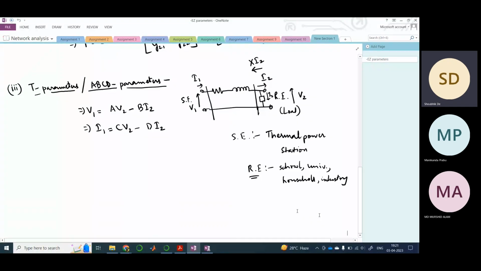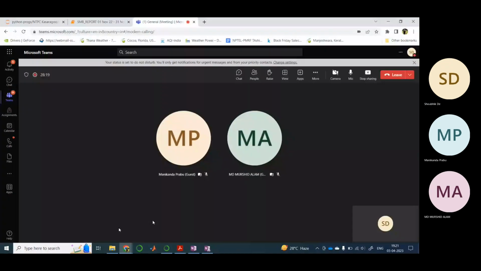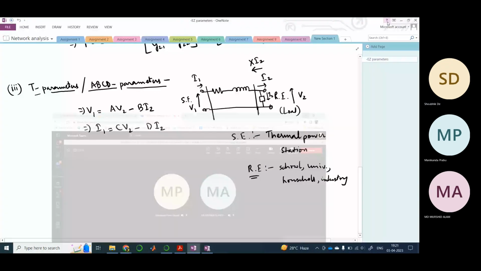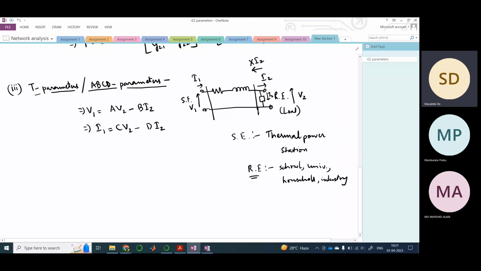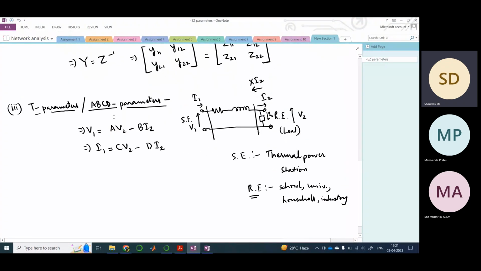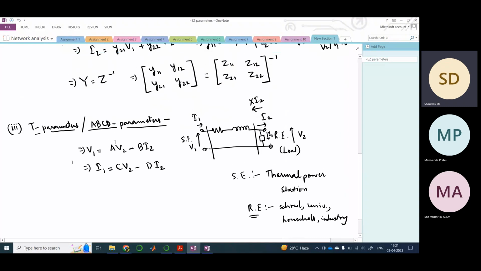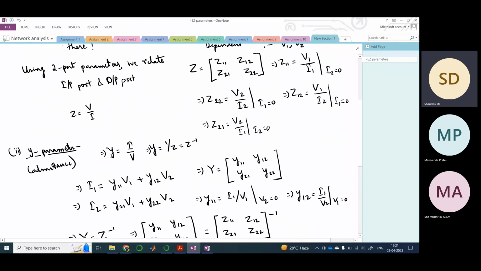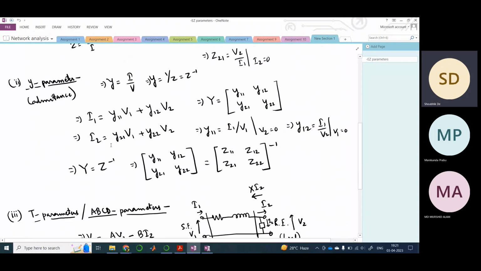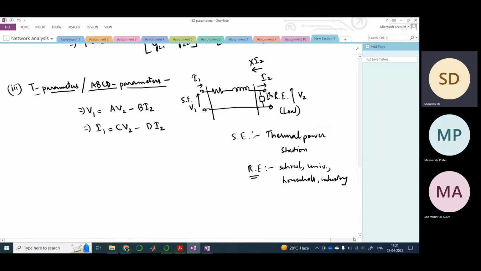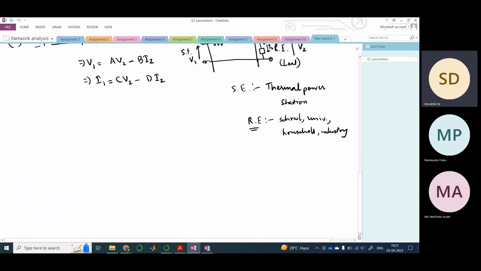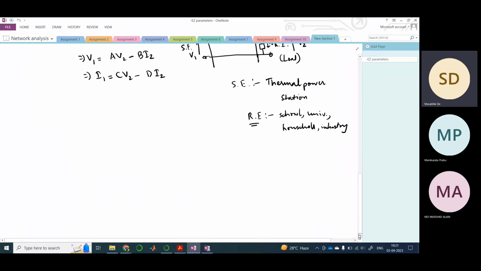I'll just stop here before we go to the last parameter. I hope this is clear. This is very simple. In the two-port parameters, you just need to remember these formulas, like for the Z parameter, then the Y parameter, and then the T parameter. And we also have one last parameter, shortly coming to that.